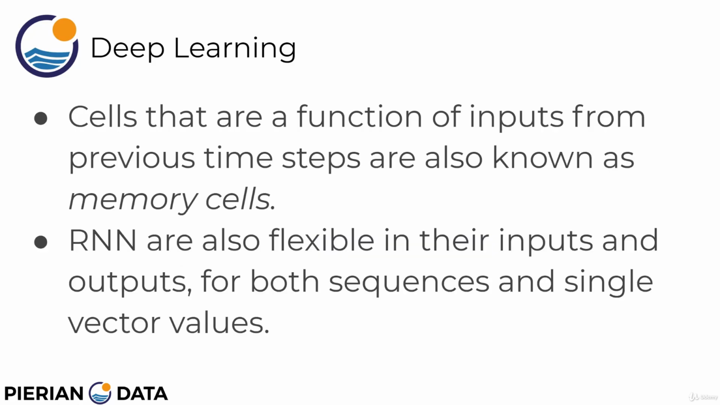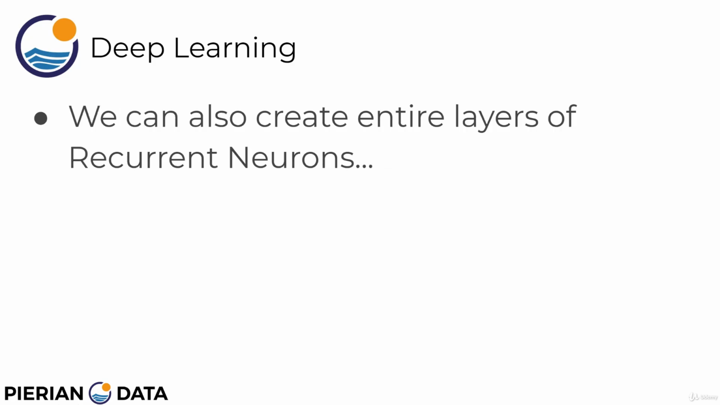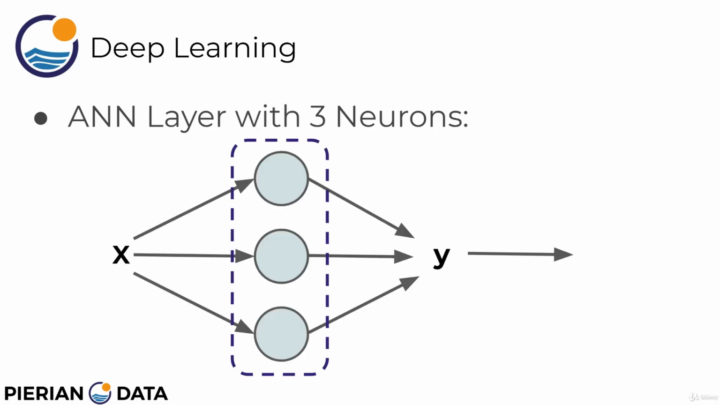Cells that are a function of inputs from previous time steps are also known as memory cells. And recurrent neural networks are also flexible in their inputs and outputs for both sequences and single vector values. So we can create entire layers of recurrent neurons. We already know what an artificial neural network looks like, and here we have just a normal RNN layer with 3 neurons. We're passing in some set of features X into these neurons, and then we get some output Y.